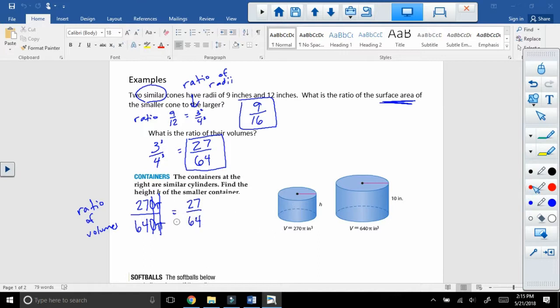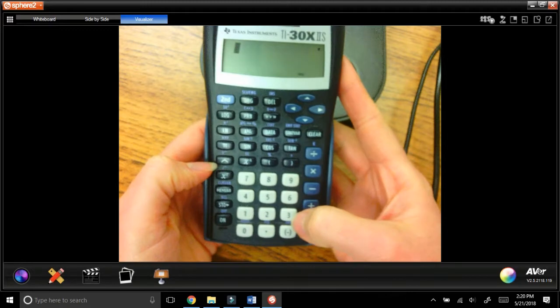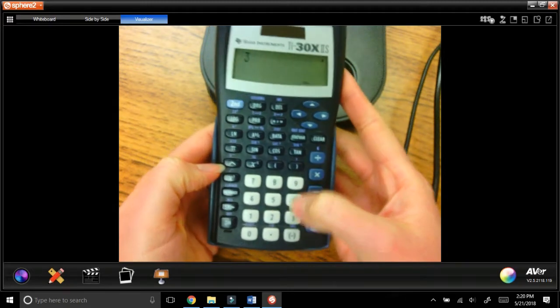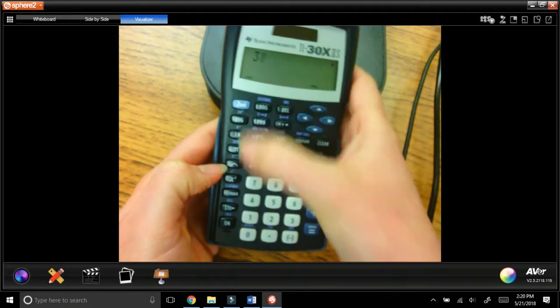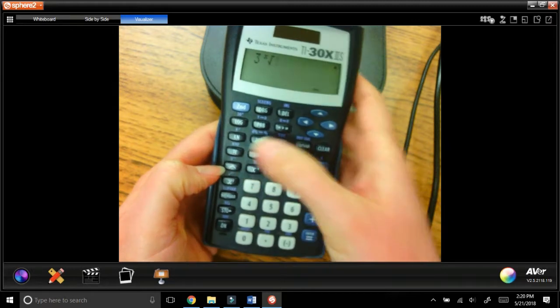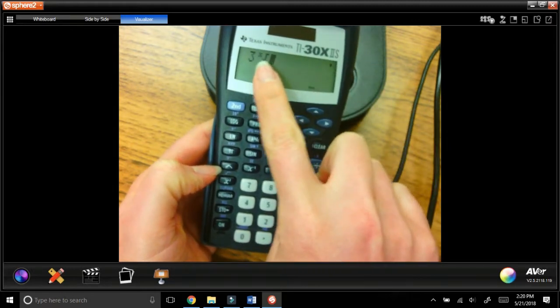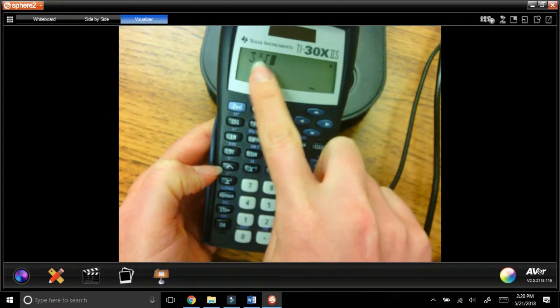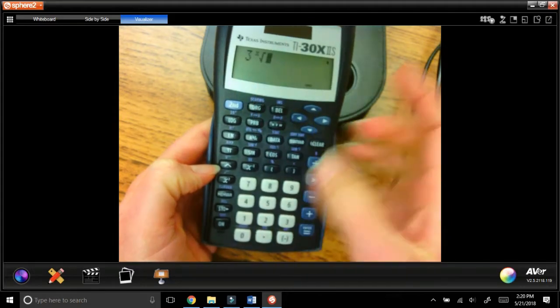When you're doing this then, and you want to go back to the ratio of a singular length, like the ratio of these heights, you're going to take the cube root of both of these. And I'll turn on the document camera and show you how to do this just in case you don't know. On a calculator like mine, you have to push the number 3, and then it's second the caret button gives you this little x root. What this is saying is put the 3 in place of x, so this would be cube root.